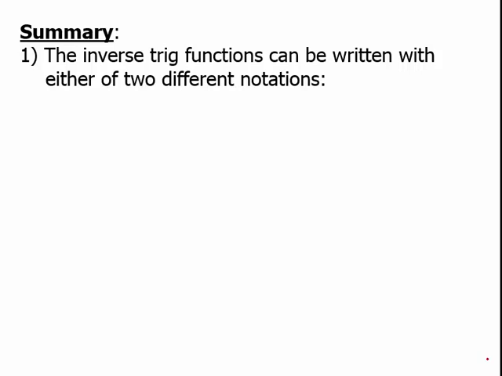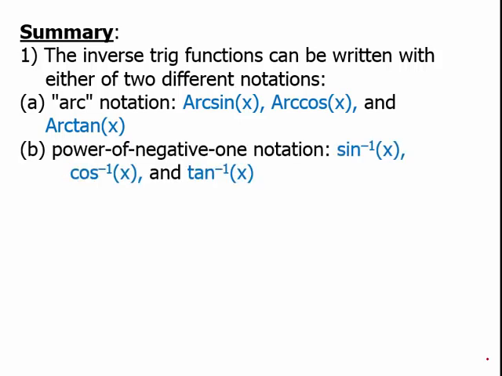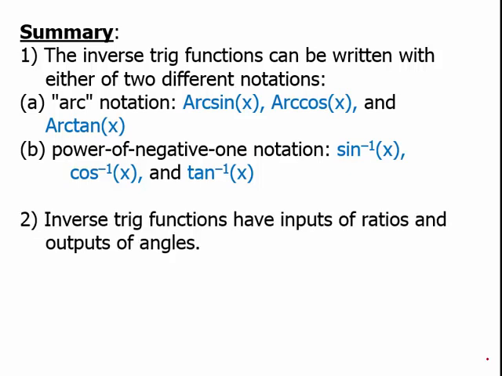The inverse trig functions can be written with either of two different notations, either the arc notation, arc sine, arc cosine, and arc tangent, or the power of -1 notation, sine to the -1, cosine to the -1, tangent to the -1. You have to recognize both of those. Inverse trig functions have inputs of ratios and outputs of angles.